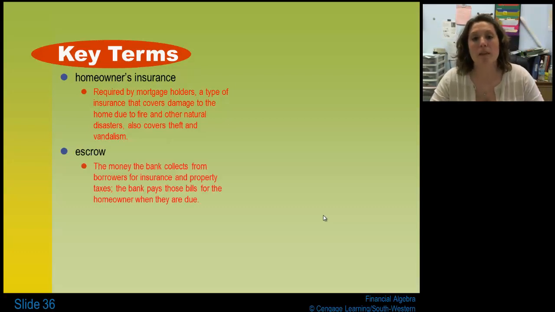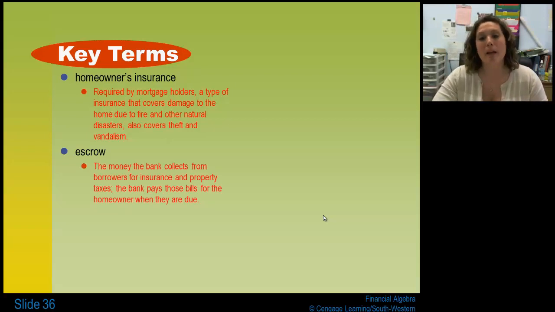Escrow. This is money that the bank collects from borrowers for insurance and property taxes. The bank pays those bills for the homeowner when they are due. So with property taxes and school taxes and homeowners insurance, those are usually very, very large sums of money that people have to come up with based on their property. So what the bank does is in your mortgage payment that you make each month, they will calculate what you have to pay for your taxes.